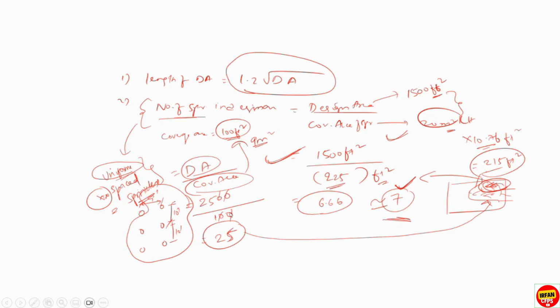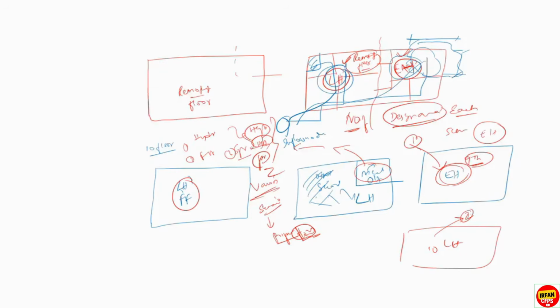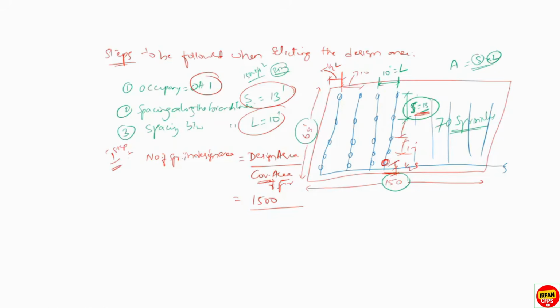For example, extra hazard maximum coverage area is 100 square feet. For ordinary hazard, maximum coverage area is 130 square feet. For light hazard, maximum coverage area is 225 square feet. So these are all maximum coverage areas, but the actual coverage area is based on the design. So now actual coverage area will be S into L, right? So S will be 13 feet, L will be 10 feet. So we'll get around 11.5 sprinklers. So we'll round off to 12 sprinklers. So 12 sprinklers should be considered for our design. This is the first step.